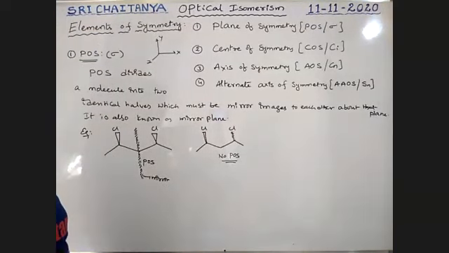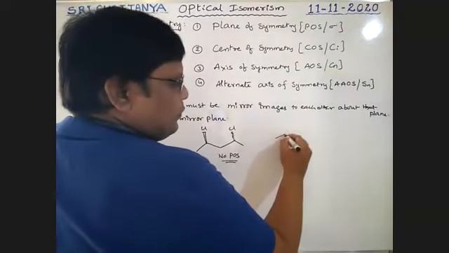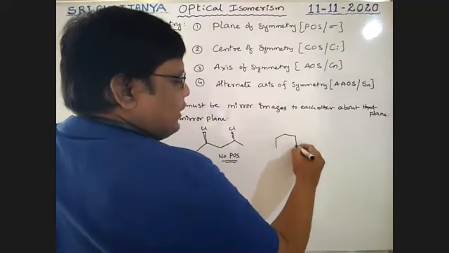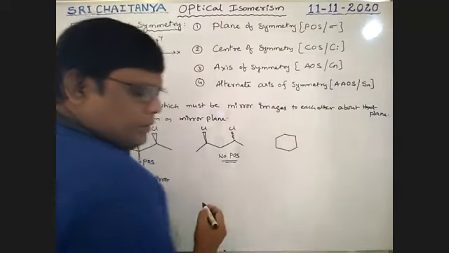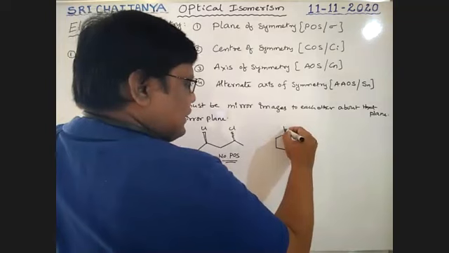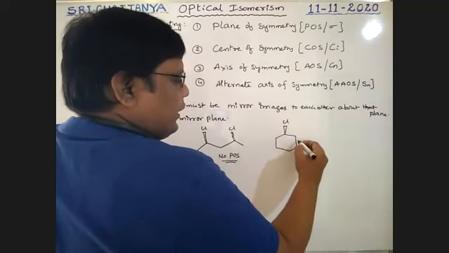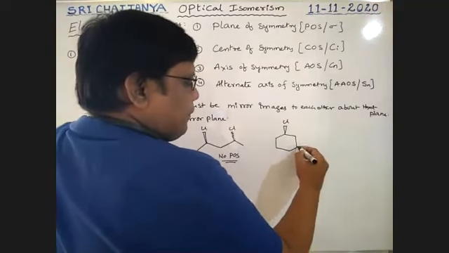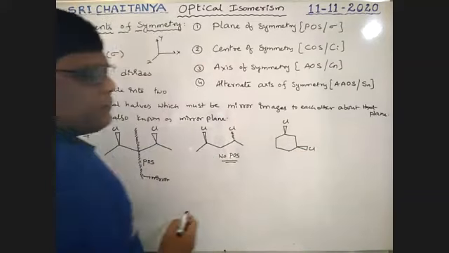It has no plane of symmetry. Let us observe one more example. So this is cyclohexane. Cyclohexane. So this is chlorine. These are the two wedge positions, boys.